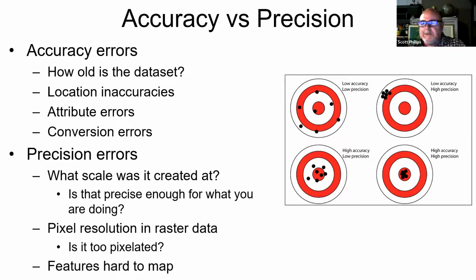And sometimes features are just hard to map. So for example, soil boundaries. Maybe it's not that they did a bad job, maybe they were zoomed in. It's just that the nature of the feature itself was hard to capture. And that happens sometimes as well.